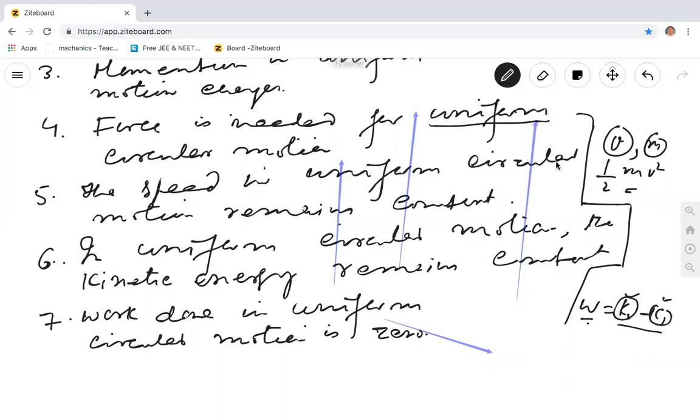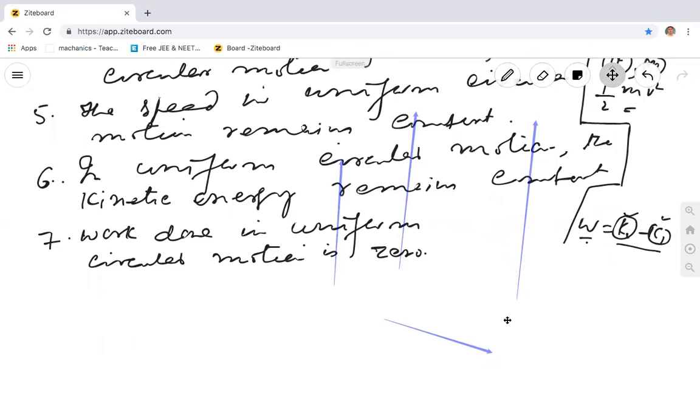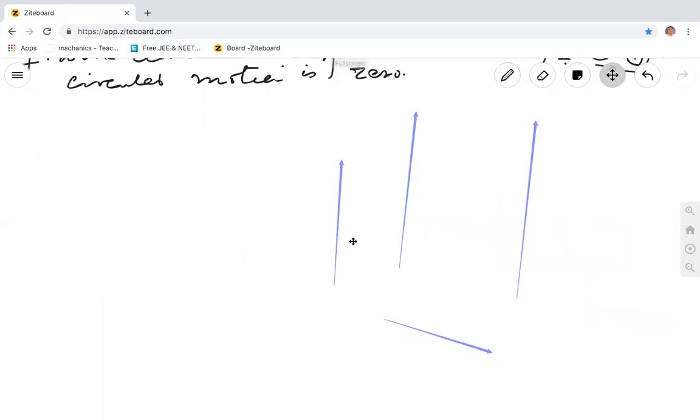Okay, now I have talked about the force. Remove these arrows, please. Remove these arrows.